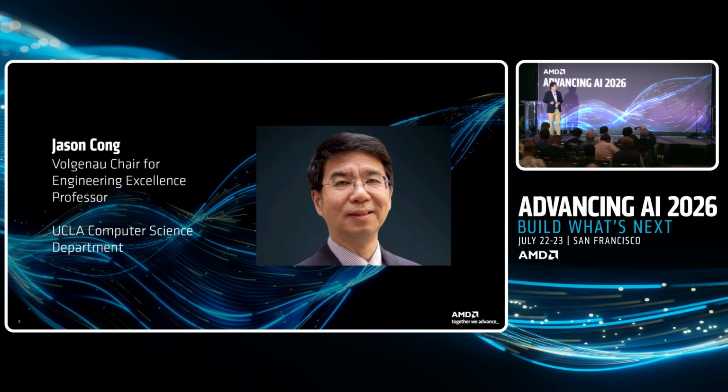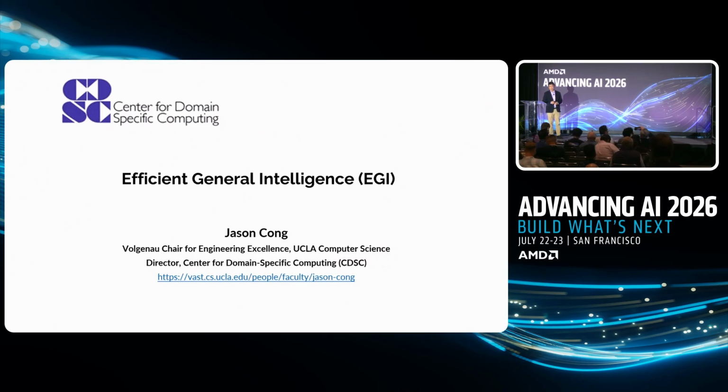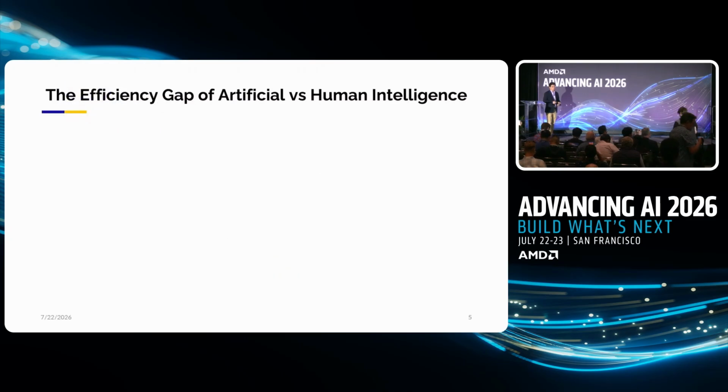I'll be talking about a topic a lot of us are very, very interested in: efficient general intelligence. I want to emphasize the efficiency part. There's a lot of exciting progress on how much intelligence we can get with the latest frontier models. However, if you look at the efficiency, there's a huge gap.